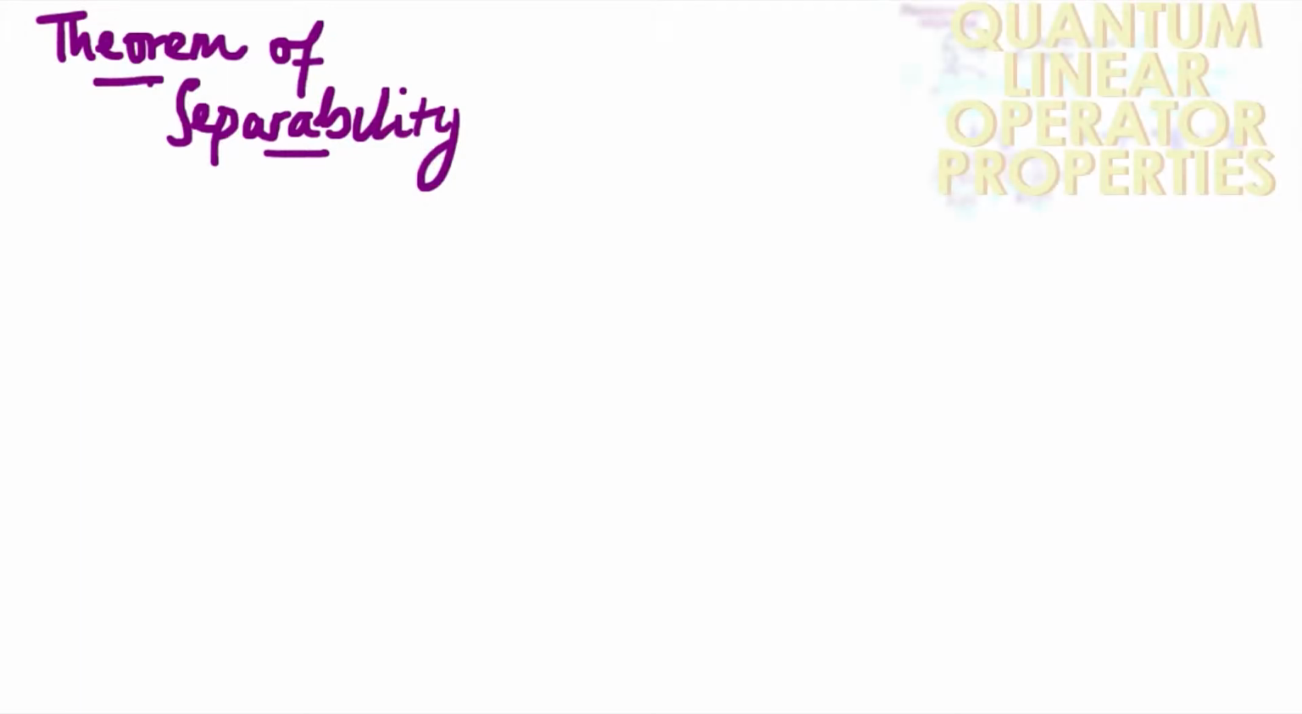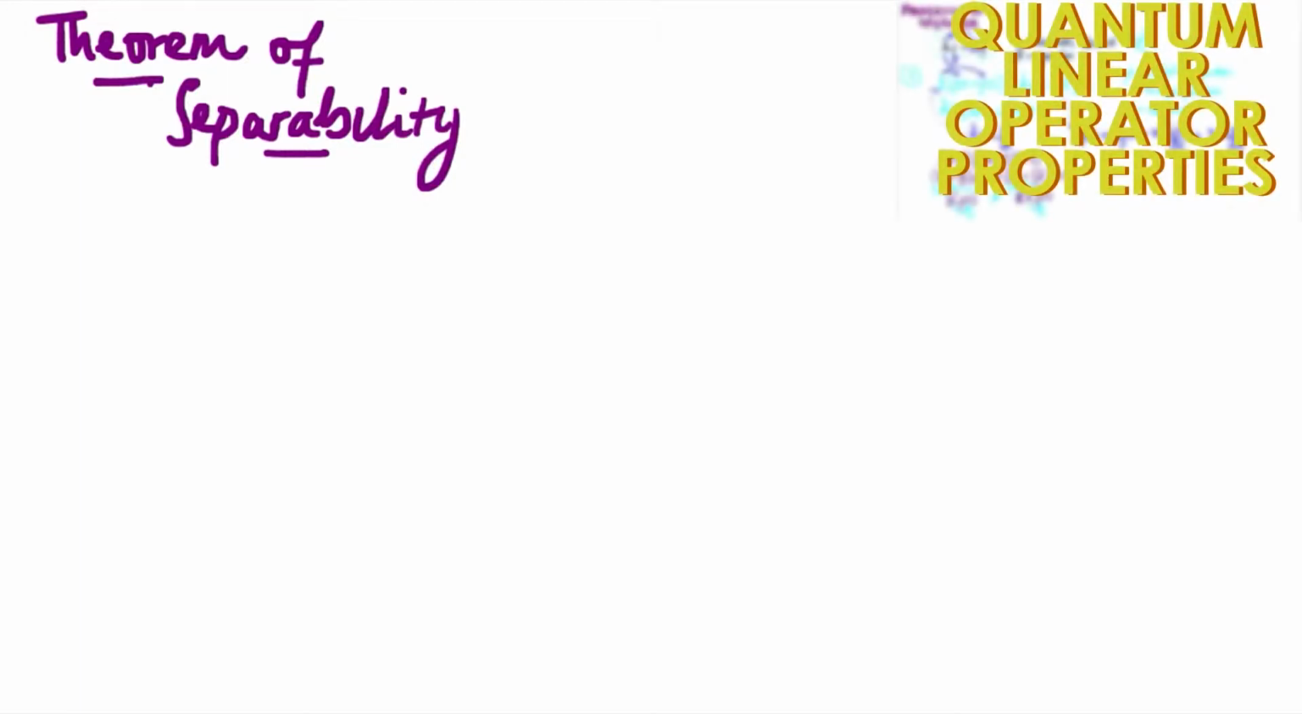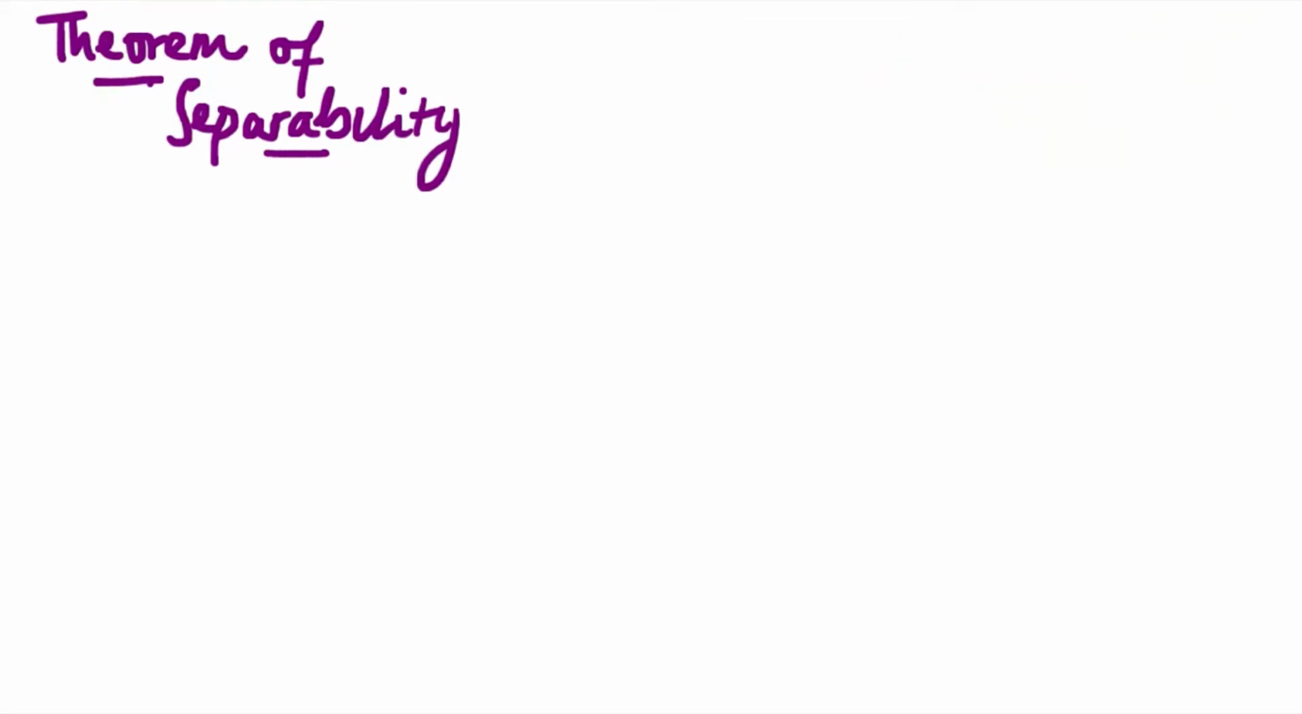Now, in our previous video, we looked at operators and how they extract various observables from an eigenfunction. So we're going to build on that and look at the theorem of separability. In this topic, we'll dive first into a two-dimensional case.